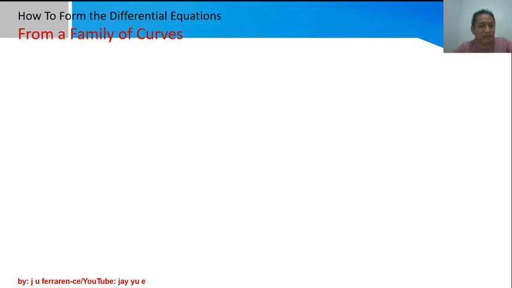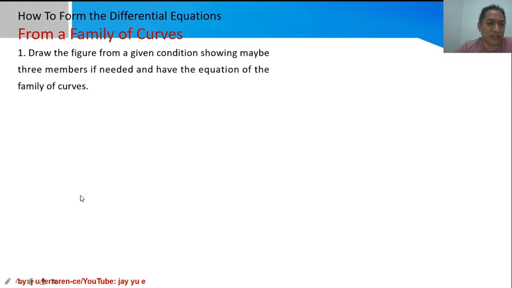So I have to discuss now how to find the differential equation of a given family of curves. We are given some hints on how to solve for the differential equation of a family of curves. Draw the figure from the given condition, showing maybe three members if needed, and have the equation of the family of curves.